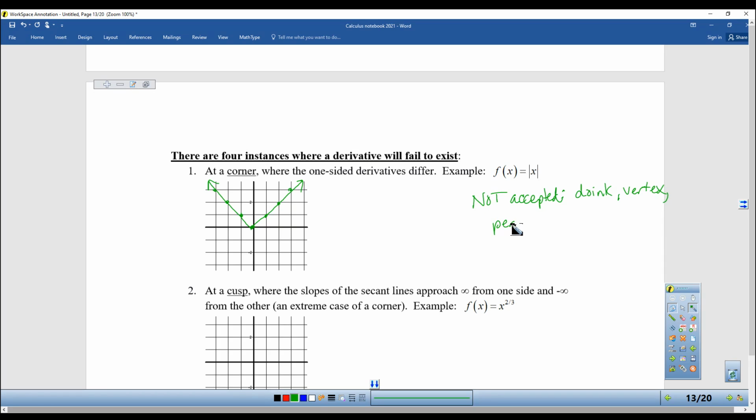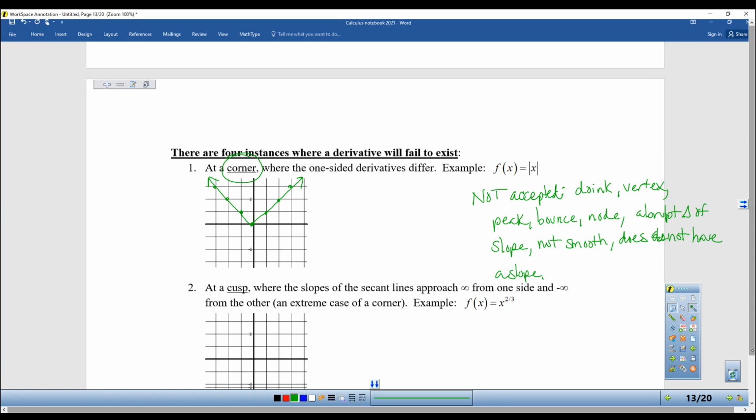They did not accept peak, bounce, node. They did not accept abrupt change of slope. They did not accept not smooth. And they did not accept does not have a slope. All these things, okay? That's because they don't want you to describe it. They want you to know the terminology. Make sure that you know it's a corner, okay? They did not accept apex of 2 segments, spike, kink, sharp turn, sharp point. They want corner. This is called a corner.